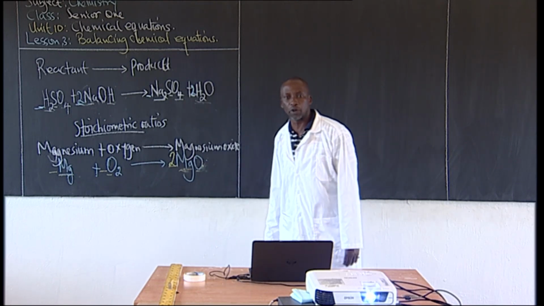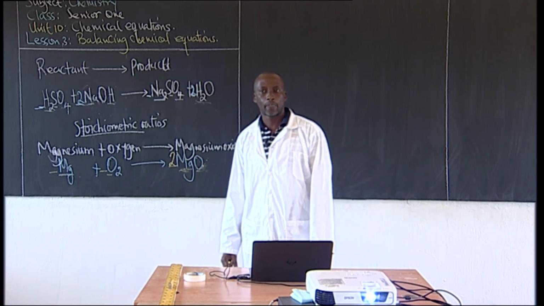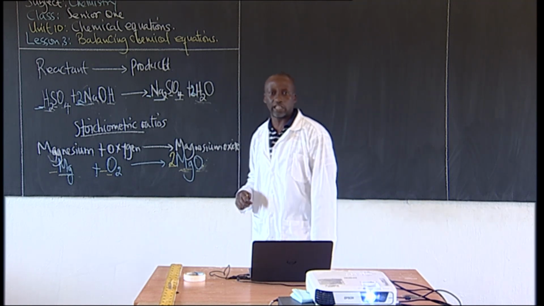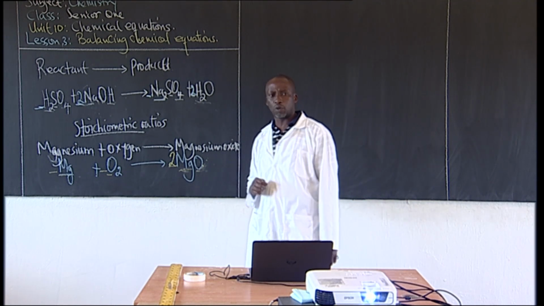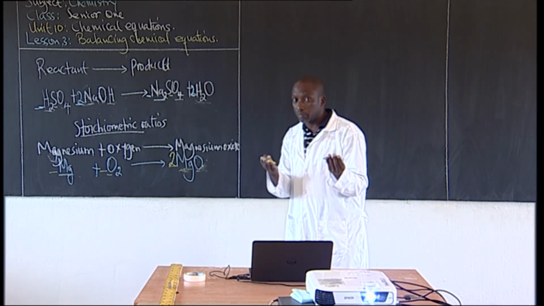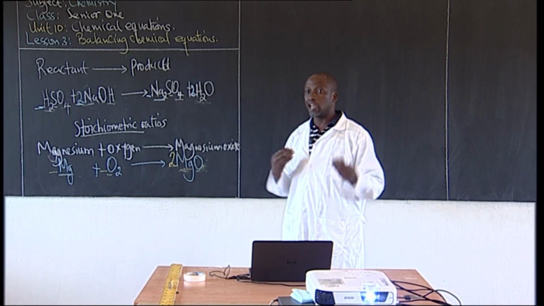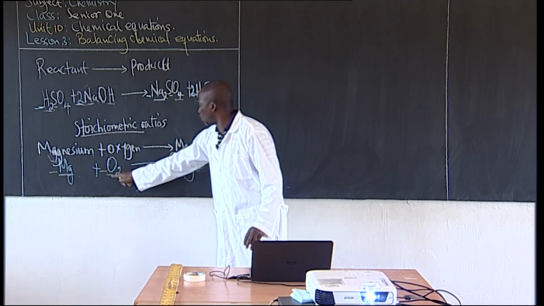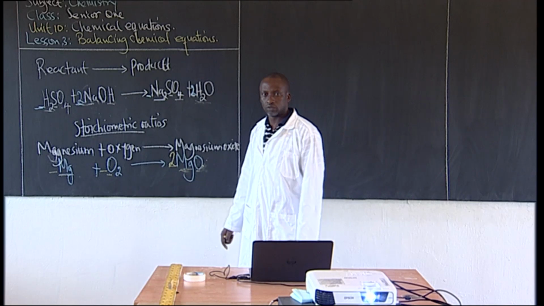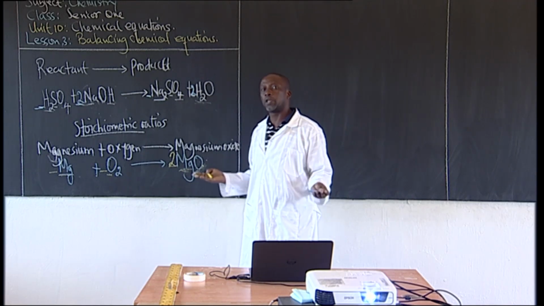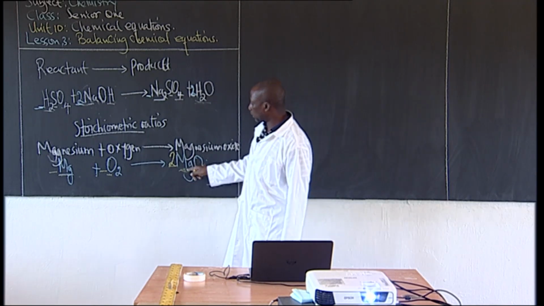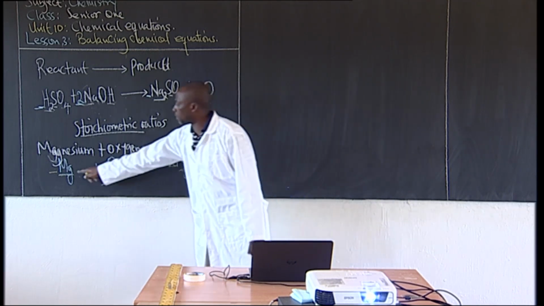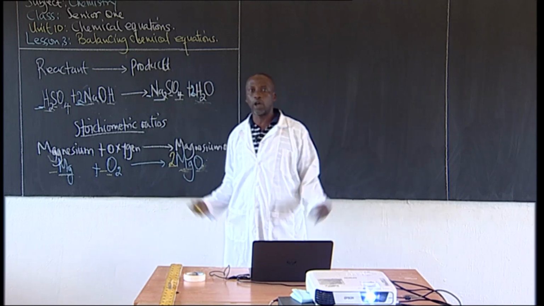But there is another problem that we have created. When we have balanced oxygen, we have created another problem. Can you identify the problem? Can you see the problem that we have caused in balancing the oxygen? Because the oxygens are now balancing, 2 and 2. So what is the problem we have caused? The problem that we have caused is that magnesium now becomes 2, whereas magnesium is 1 here. So what do we do?